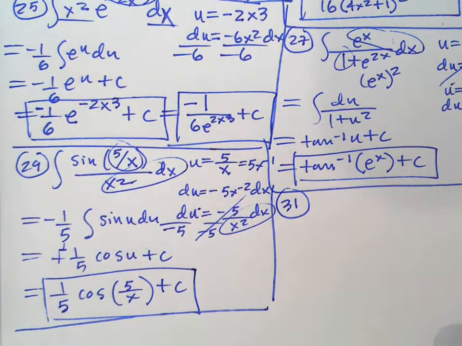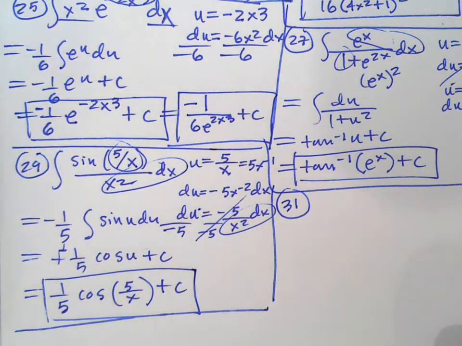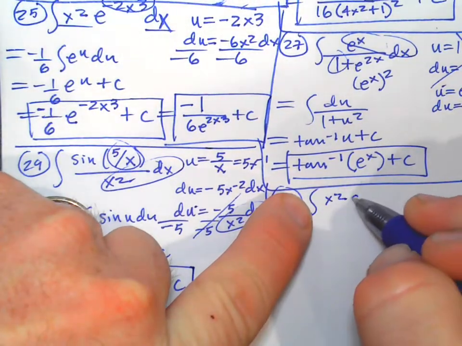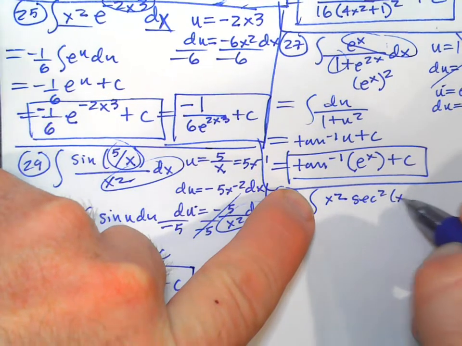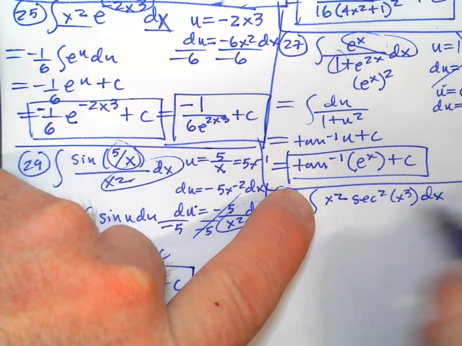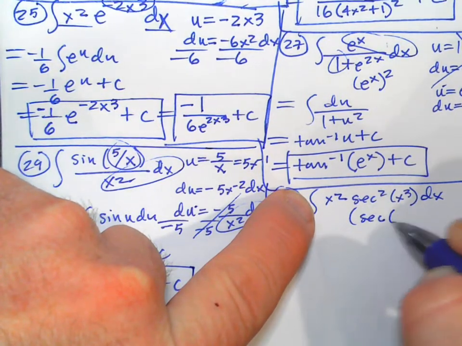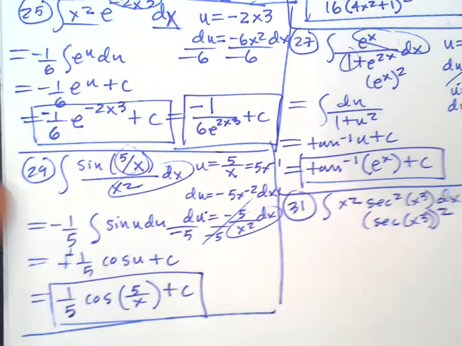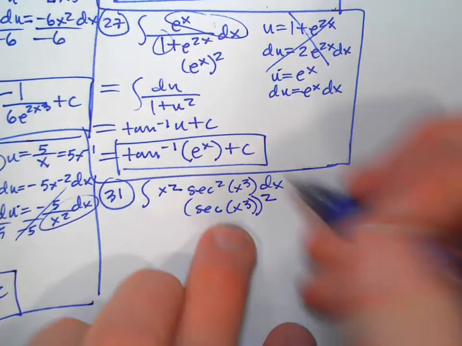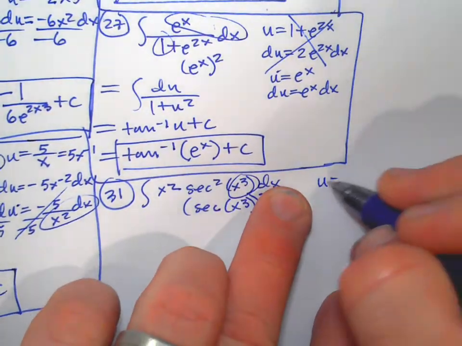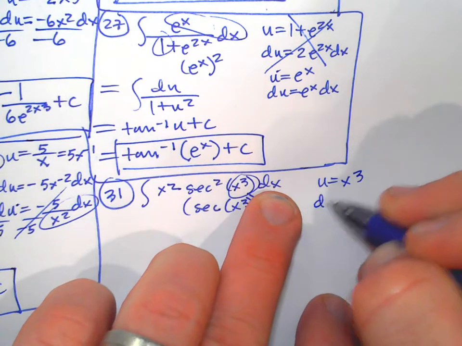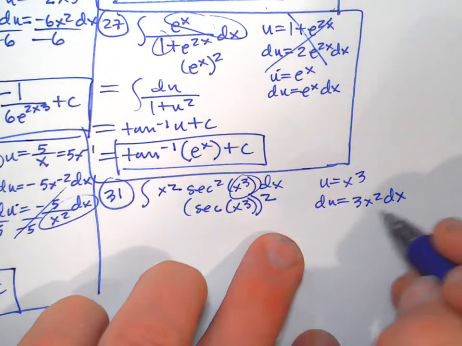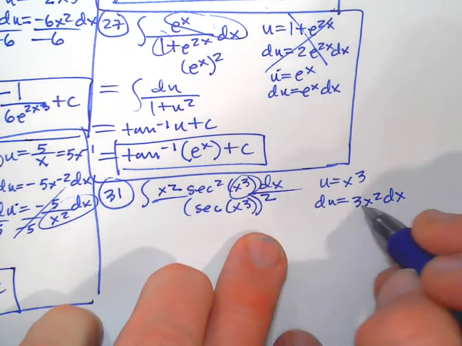All right. That one was kind of a little more interesting. 31, x squared secant squared x cubed dx. You could rewrite this as secant of x cubed, all squared. But I think I'm going to go with what's most inside, x cubed, which I already have a good feeling about. x squared dx. Done with the 3.